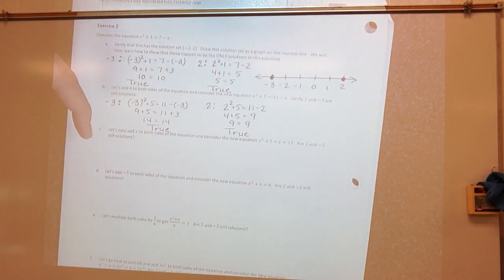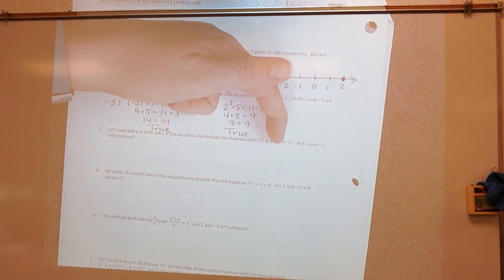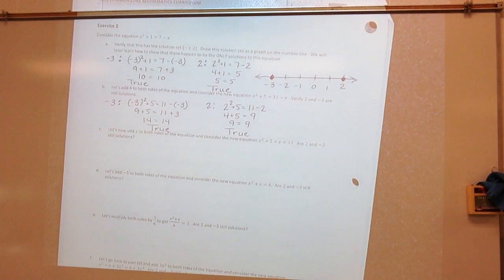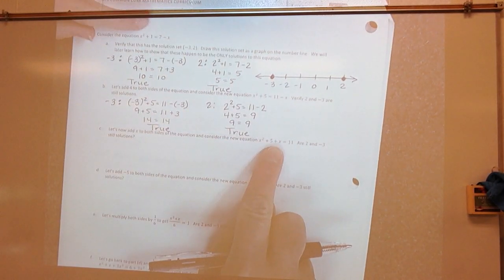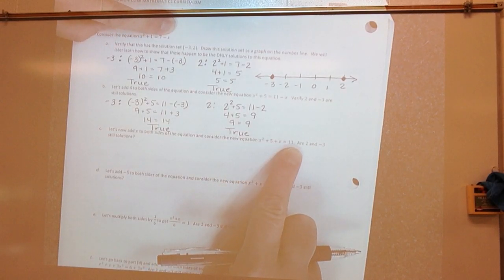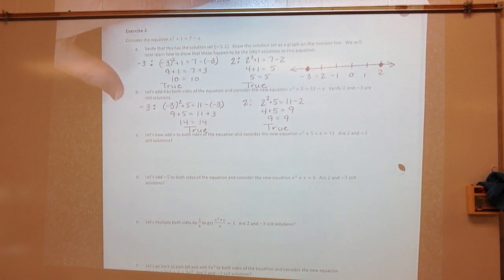Now let's add x to both sides of the equation and consider the new equation, x squared plus 5 plus x is equal to 11. Now, let's look and see why it changed. If I add x, I get x squared plus 5 plus x. Look at if I add x to my original equation, x minus x is 0, so I only have 11. It wants to know, are they still solutions?